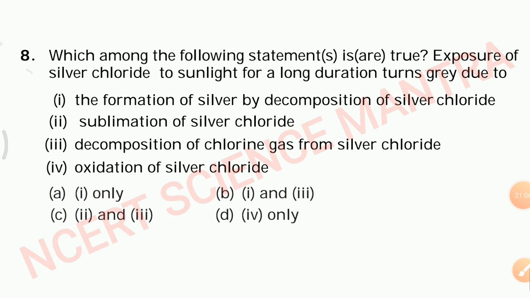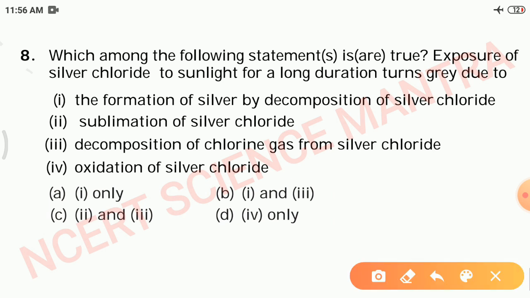Question number 8 is, which among the following statement or statements is or are true? Exposure of silver chloride to sunlight for a long duration turns gray due to. So before going to the statements, first we should know how the reaction takes place when we keep silver chloride in the sunlight for a long duration.